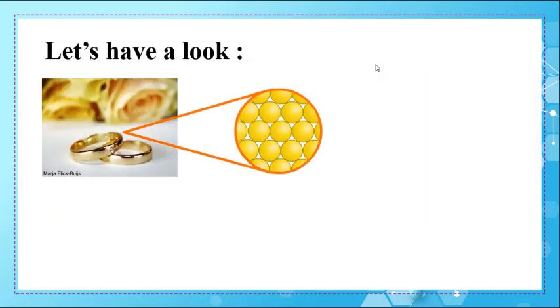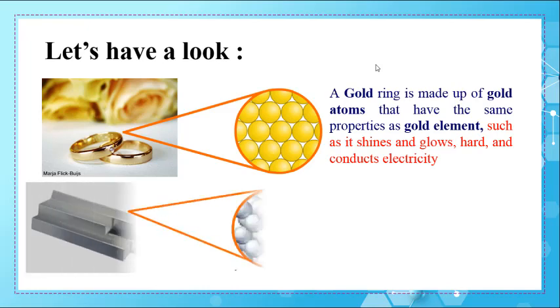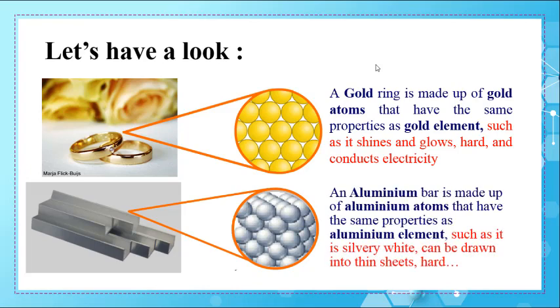Let's have a look. A gold ring is made up of gold atoms. They have the same properties as gold element, such as it shines and glows, it's hard and conducts electricity. An aluminium bar is made up of aluminium atoms that have the same properties as aluminium element, such as it's silvery white, it can be drawn into thin sheets, it's hard, etc.